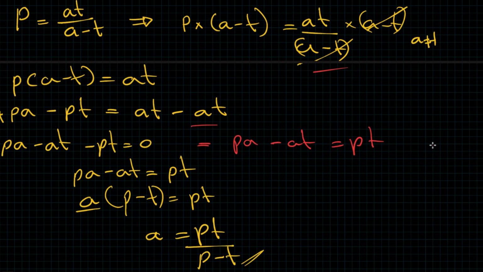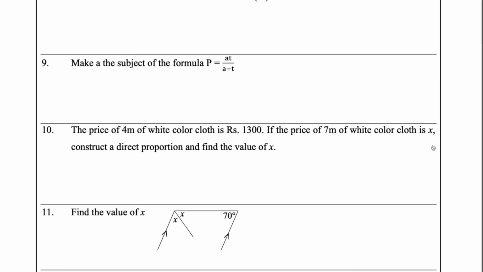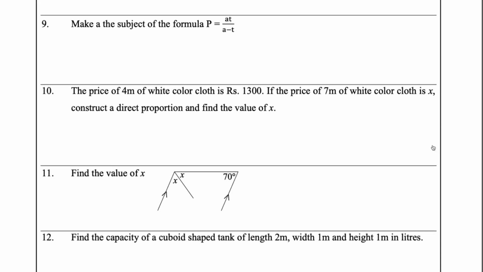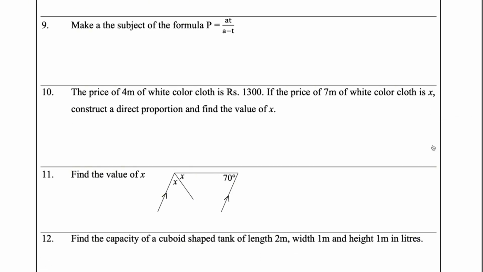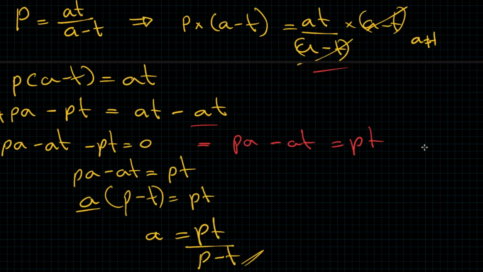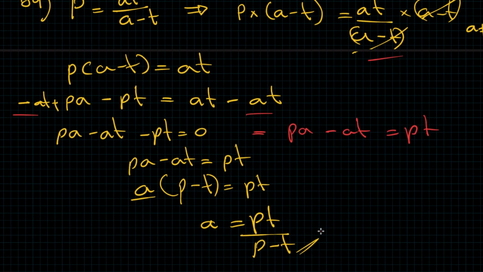Next question. The price of 4 meters of white color cloth is 1,300. If the price of 7 meters of white color cloth is X, construct the direct proportion and find the value of X. Okay, I have been given the price of 4 meters and the price of 7 meters is X. They ask us to find X, and this should be easy as well.